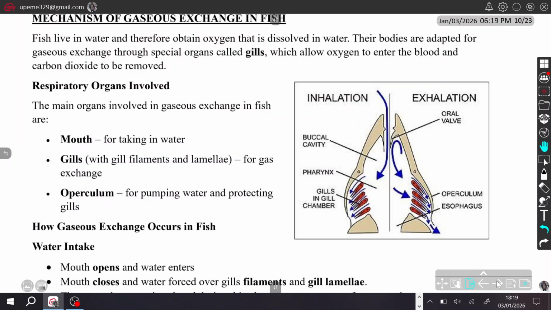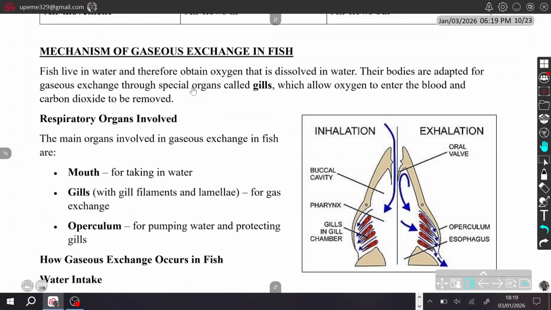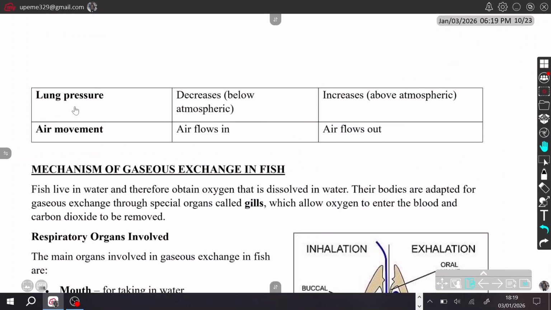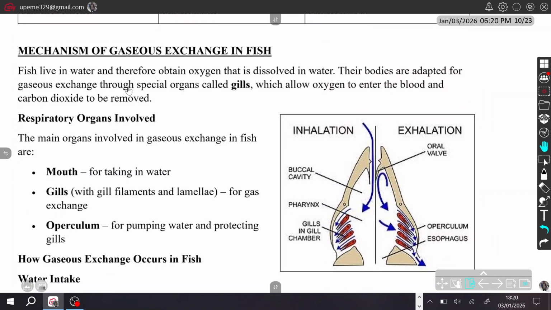We move on now to the mechanism of gaseous exchange. Before we go to that, there is one part remaining. Lung pressure: in inspiration, it decreases below atmospheric pressure. In expiration, it increases above atmospheric pressure. Air movement: air flows in during inspiration, and air flows out during expiration. Right, now we move on to the mechanism of gaseous exchange in what?